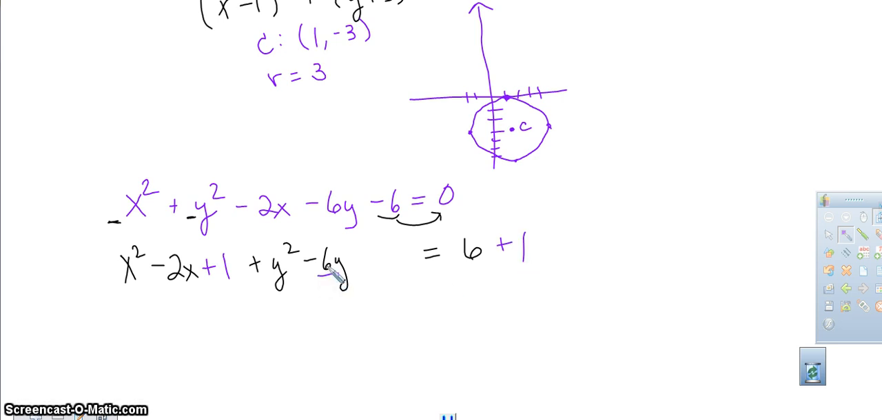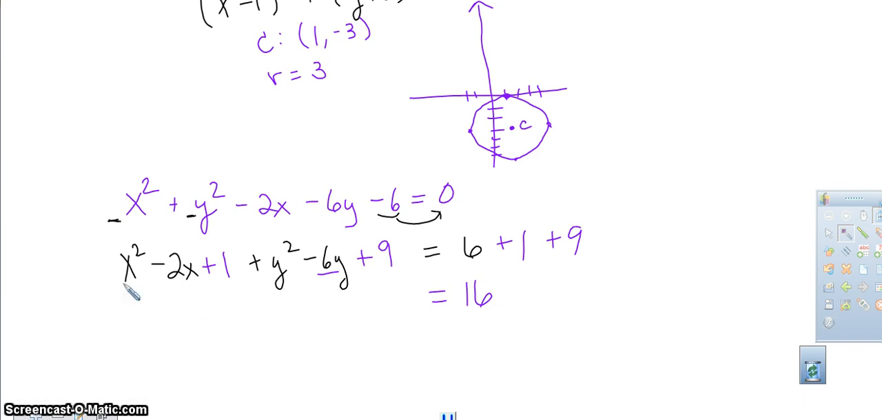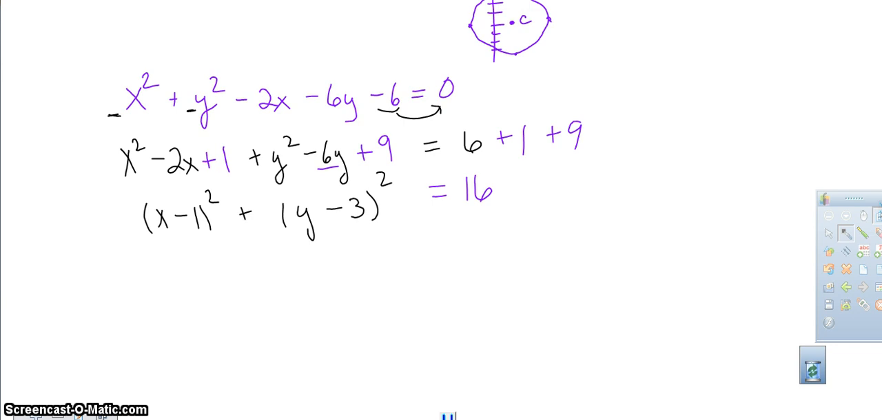Half of negative 6 is negative 3. Negative 3 squared is 9. So if I add 9 there, I need to add 9 here. So on this side, it looks like I have 16. And on this side, after I factor, I'm going to have x minus 1 squared plus y minus 3 squared equals 16. Now you have to graph. Your center is at 1, 3. Your radius is 4.